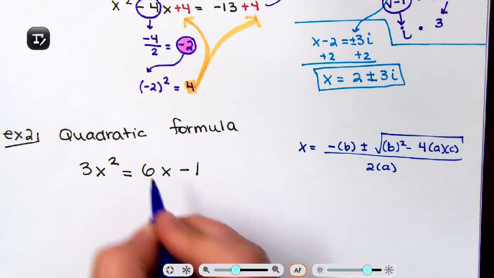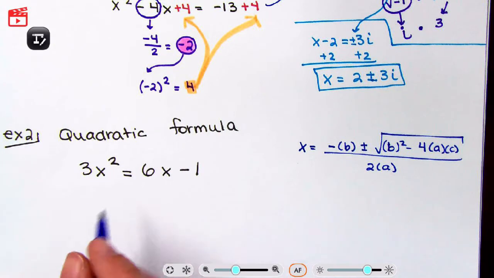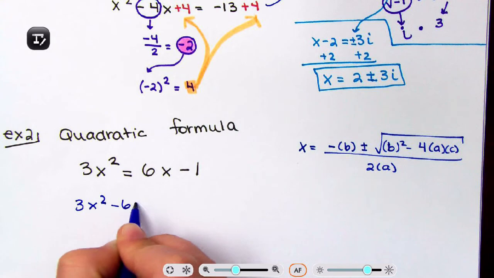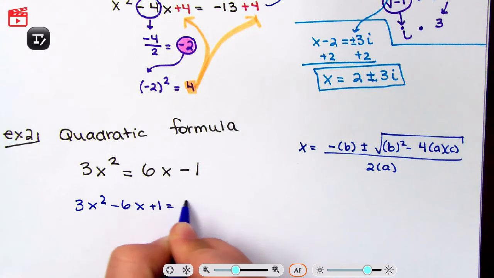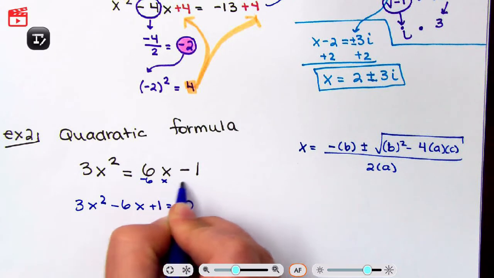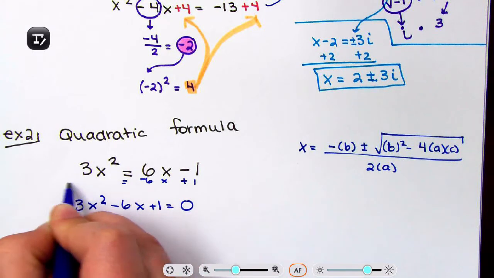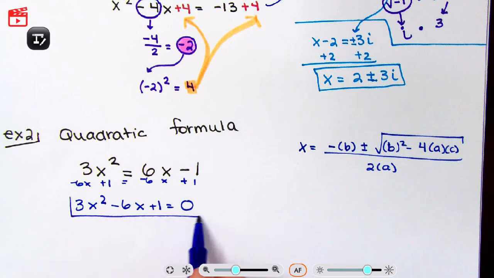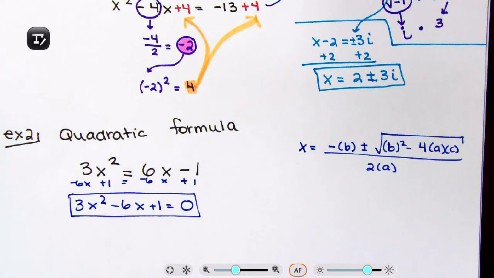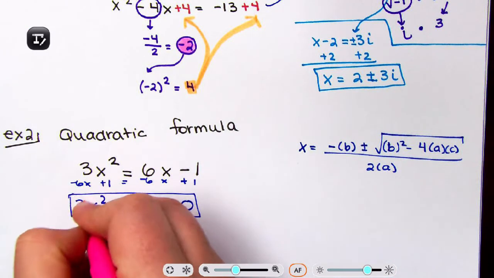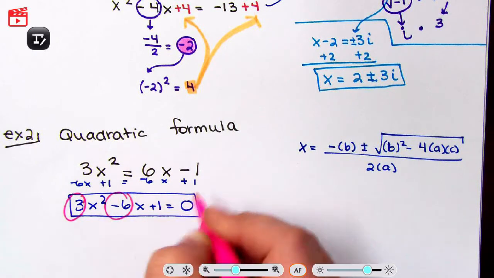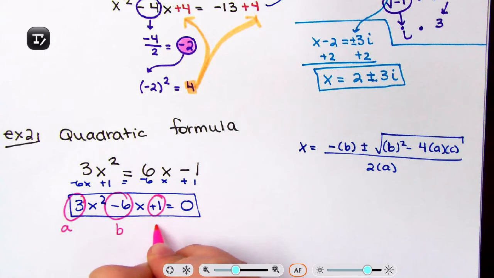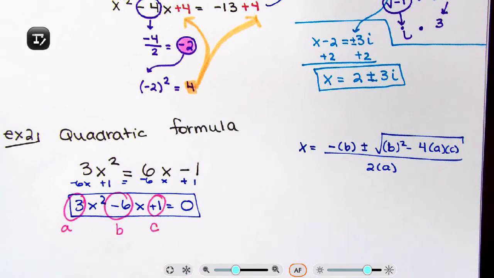Now this one here is obviously not in standard form, so we're going to convert that to standard form. So I have 3x squared minus 6x plus 1. And how did I do that? I subtracted 6x here and I added 1 to both sides. So this is our equation. Identifying our a, b, c's, here's your a, here's your b with the negative, here's your c. So a is 3, b is negative 6, c is 1. Let's plug that into our equation.